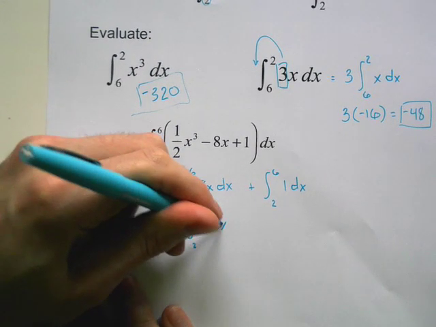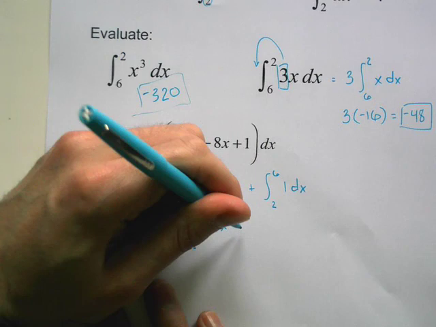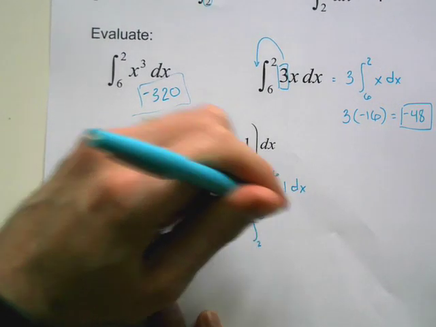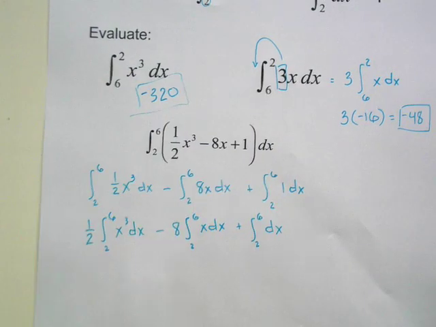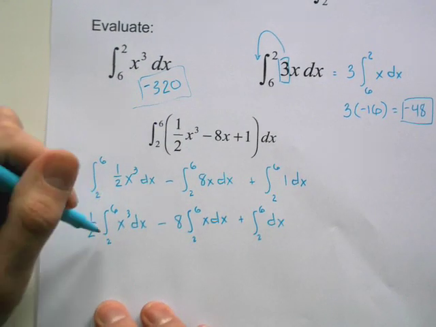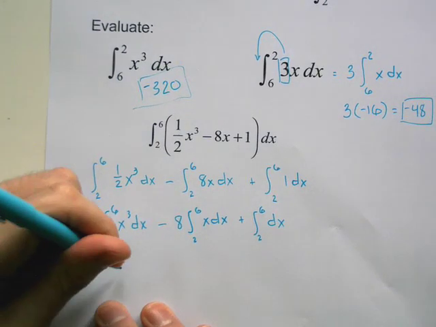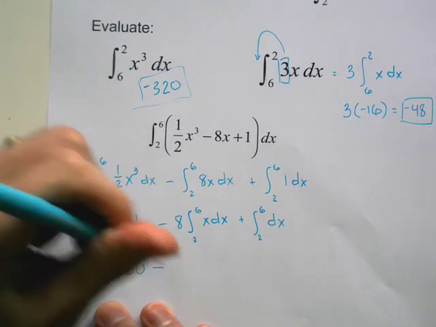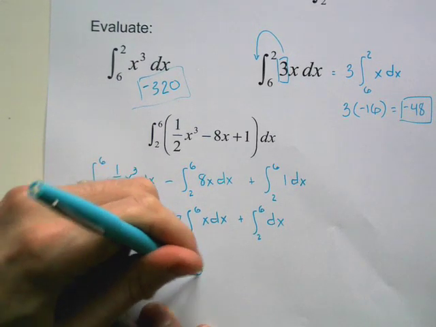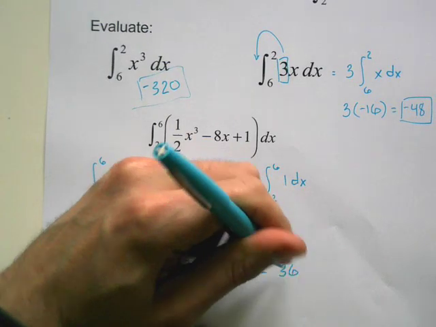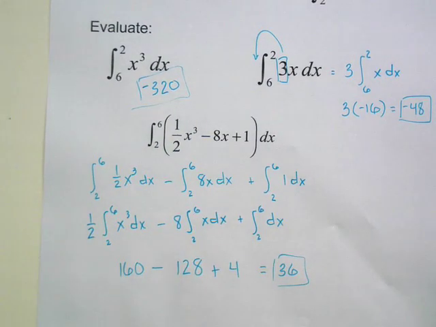That shows up at the top of our page. And this, the 1, makes no difference. You really don't need the 1, so I'm just going to write dx. Okay? So 1/2 times 320 is 160 minus 8 times 16 is 128 plus 4. When you do that all together, you get 36. Okay? As always, let me know if you need any help today.